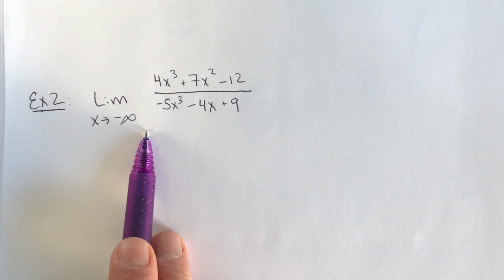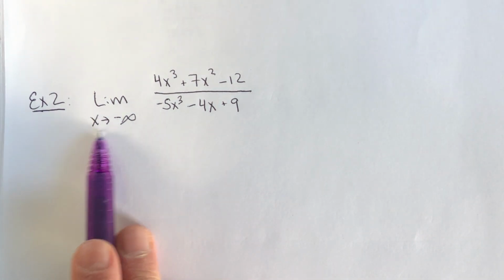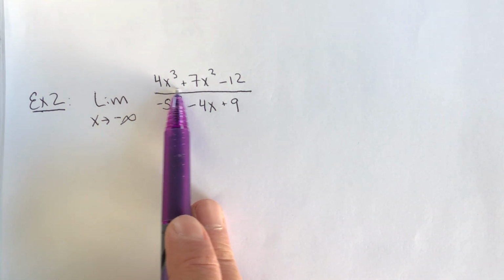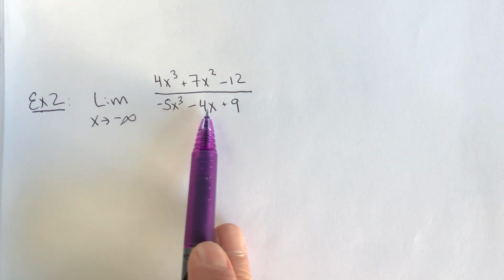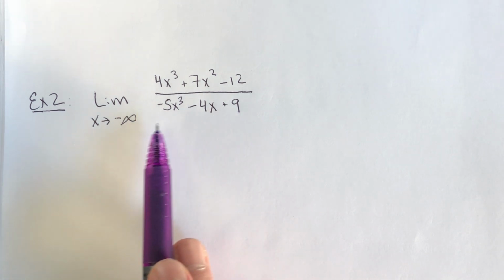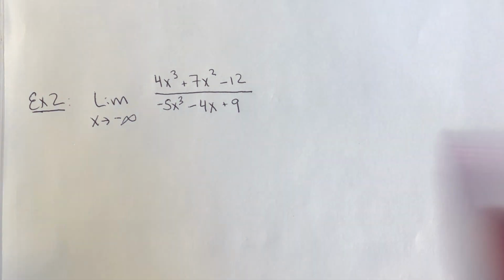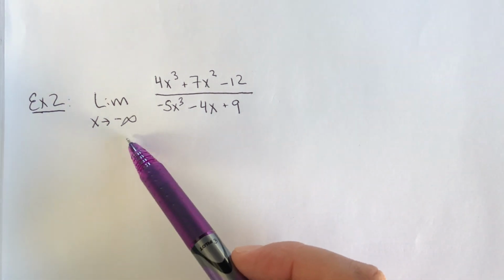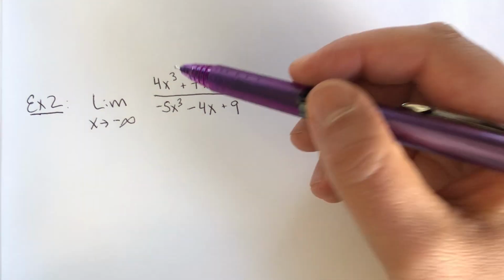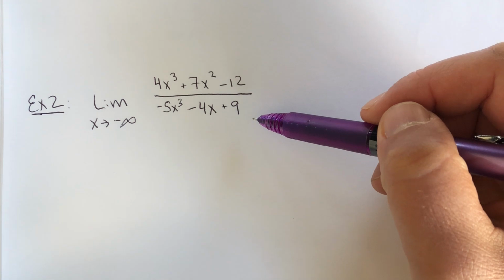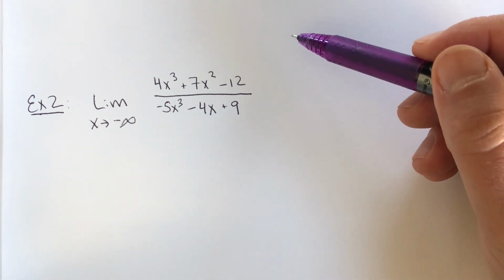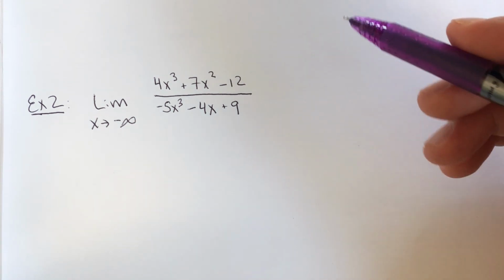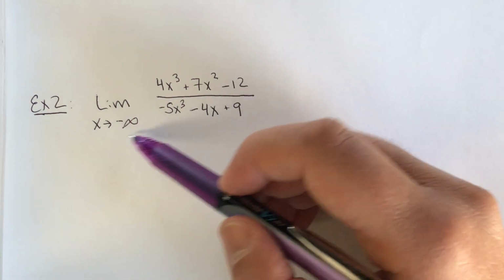All right, so we have the limit as x goes to negative infinity of 4x cubed plus 7x squared minus 12 over negative 5x cubed minus 4x plus 2. All right, well, we can't really direct substitute negative infinity in here because it's not a real number, but we can take the limit of the top and the limit of the bottom, and if that gives us a negative infinity over positive infinity or some sort of infinity over infinity, then that will be an indeterminate form. And that's exactly what happens here, right?